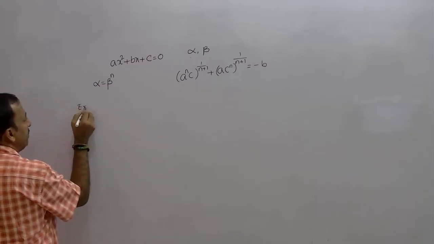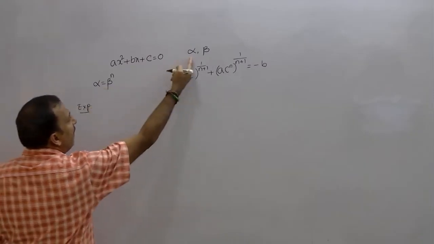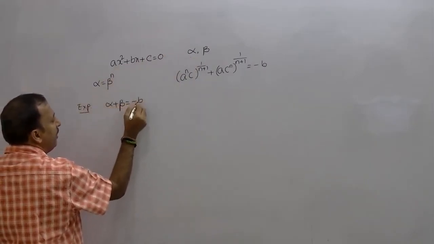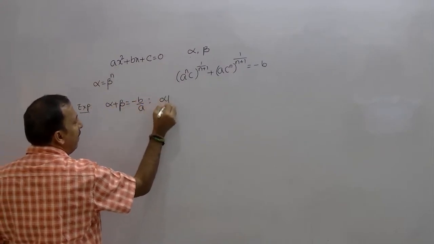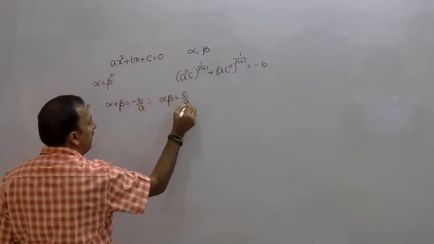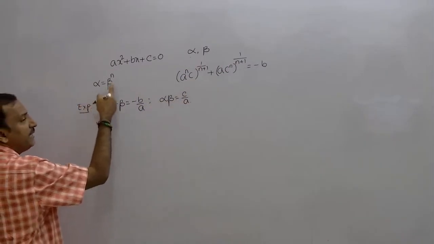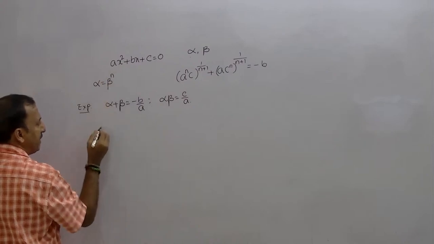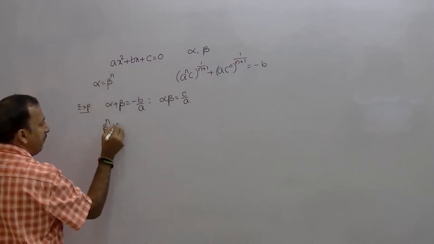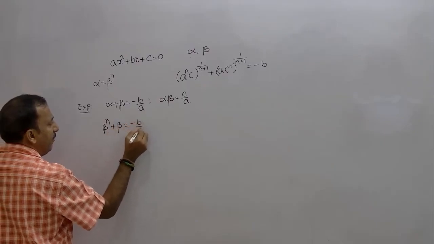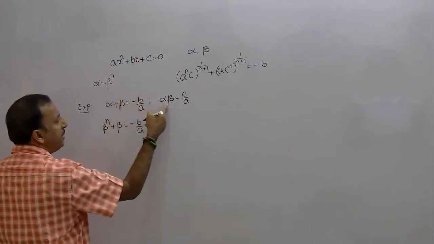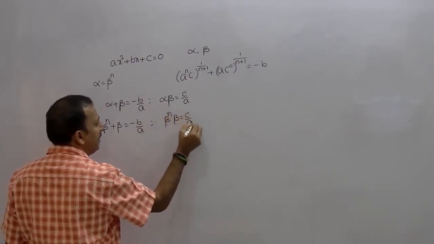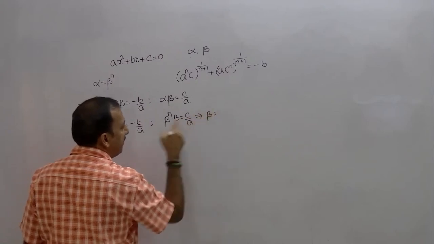See, explanation. Since alpha and beta are the roots of this equation, alpha plus beta is equal to minus b by a and alpha beta is equal to c by a. But given that one root is nth power of the other root, alpha is equal to beta power n. Substitute in the first equation, beta power n plus beta is equal to minus b by a. And if you substitute in this, beta power n into beta is equal to c by a. That implies beta is here.